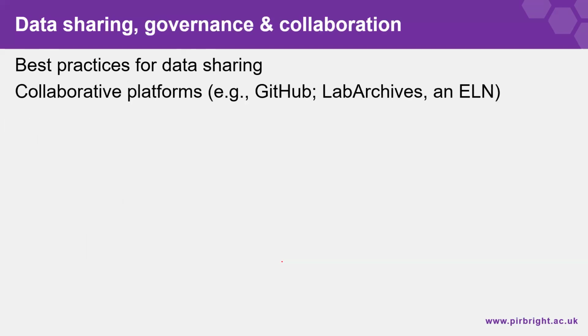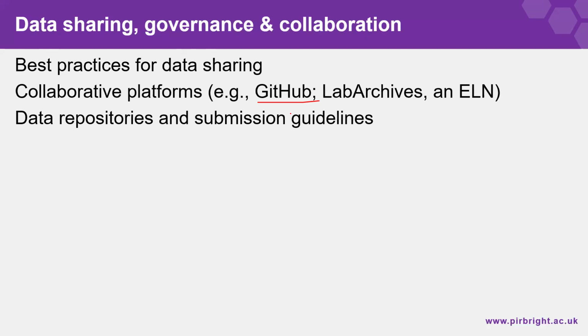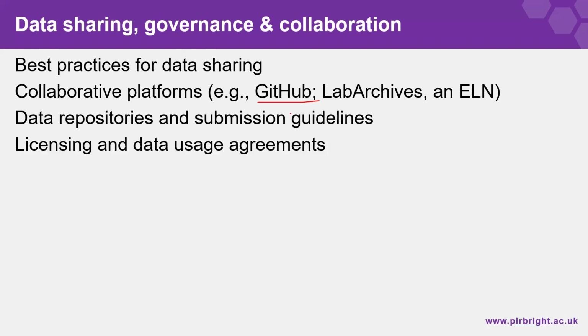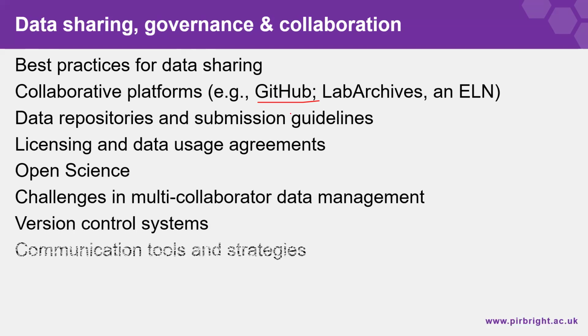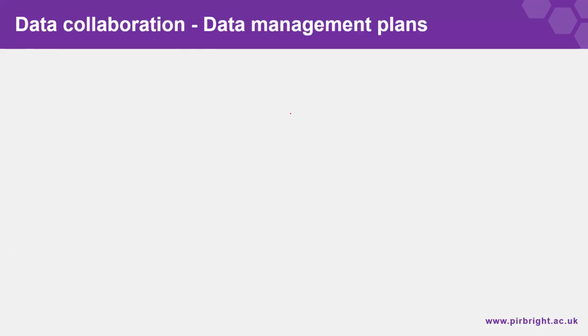So we think about what our best practices for data sharing are. How do we do this? For example, if you're writing code for analysis, GitHub is good for that. We can use Lab Archives as a shared electronic lab notebook. We think about relevant databases for us and their submission guidelines, their licensing approaches, how they underpin open science, challenges in multi-collaborator data management, version control systems, and then also communication as well.